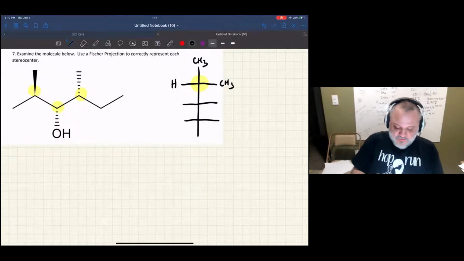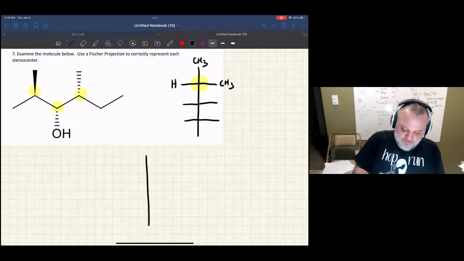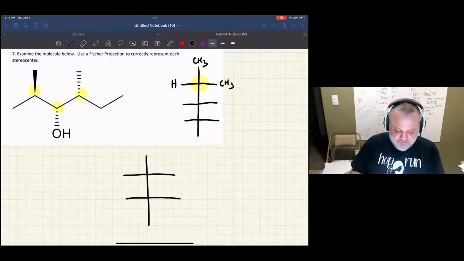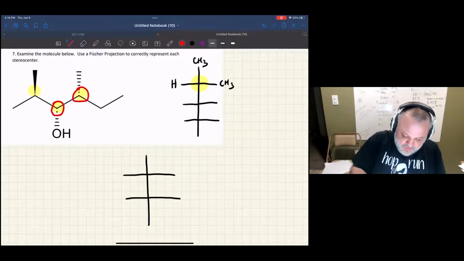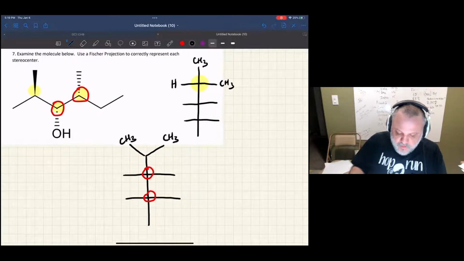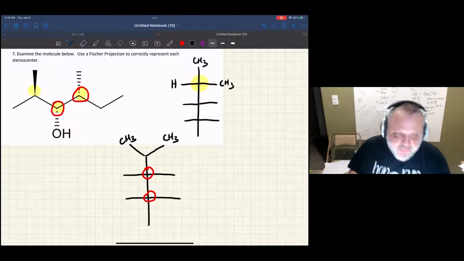Okay, and so what do we need to do? What we need to do is actually just draw two stereo centers. So we're going to think about this one, let me change colors, this one and this one. And so I've got there and there. So what is it connected to above here? It's actually connected to an isopropyl group. So I can go ahead and write that down. So there I've represented that top group.